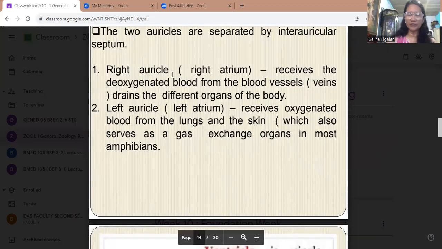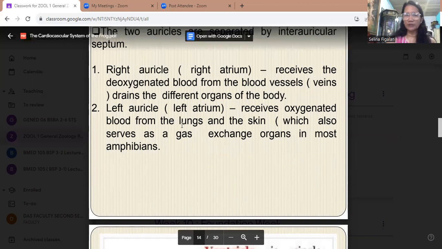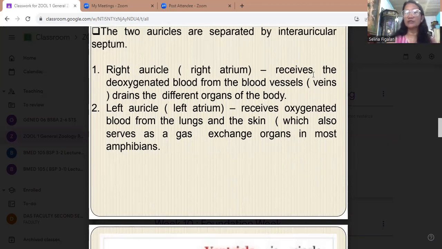Mention ko na to, the right auricle and then the left auricle. The right atrium receives the deoxygenated blood. So from the veins, the superior vena cava and then the inferior vena cava, it goes into the right atrium para i-receive ang deoxygenated blood. Yung parang kulay blue. Blue kasi dapat yun, hindi pula.